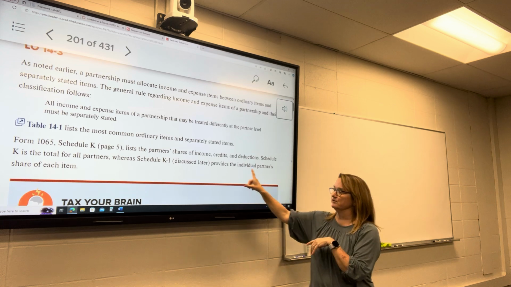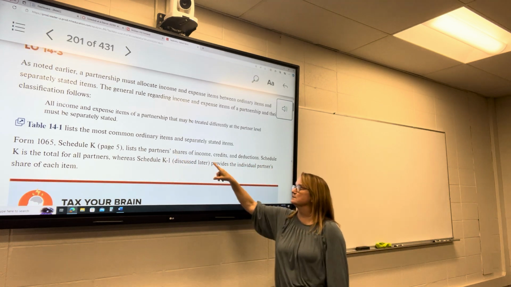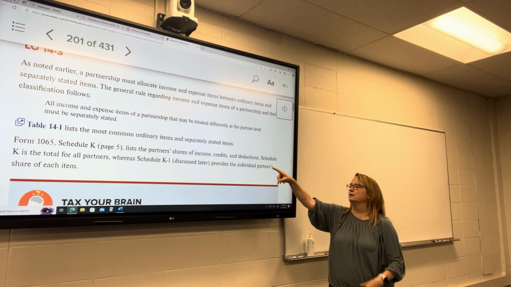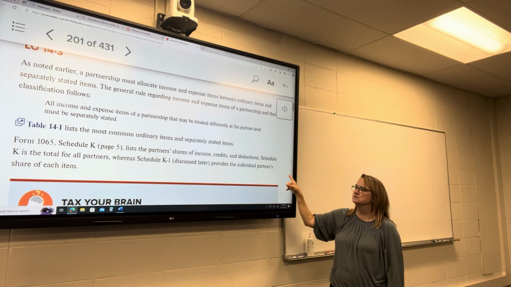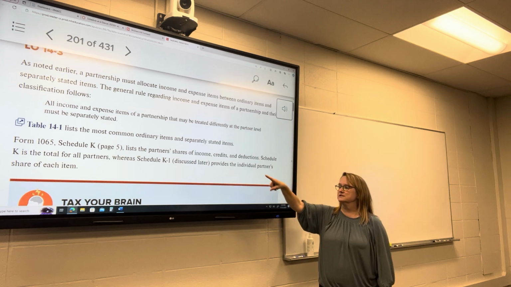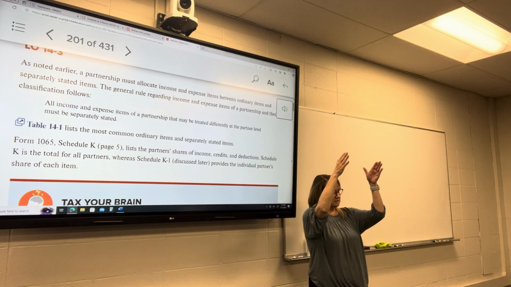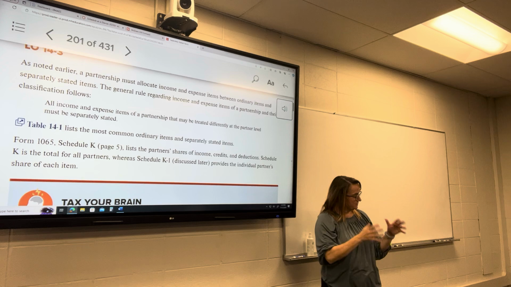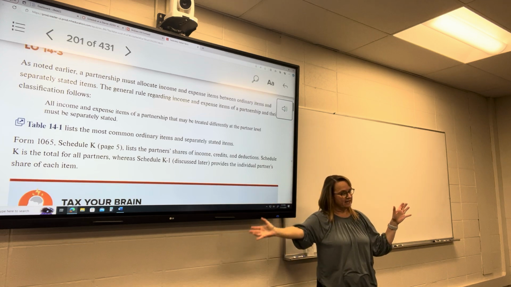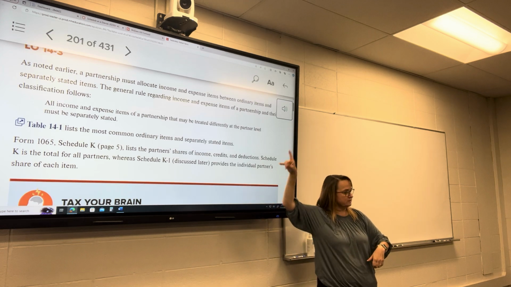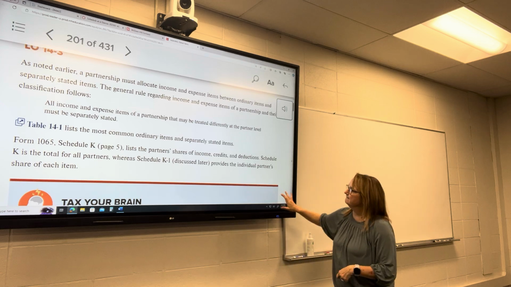So like I said before, Schedule K lists the partners' share in total, the partners' share of income, credits, and deductions. The K is for all the partners. Schedule K1 is individual per partner, but when you add up all the K1s, it's going to total what's on Schedule K, okay?